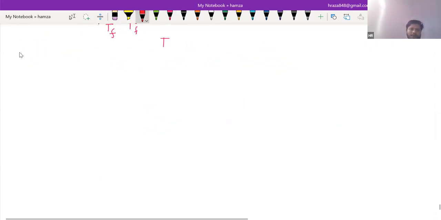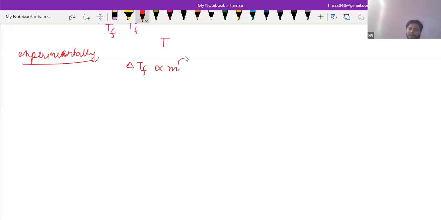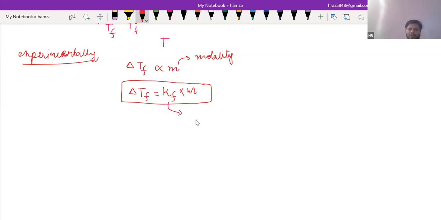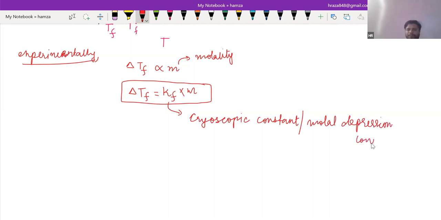Now see, experimentally we found that delta Tf is also directly proportional to molality, where small m is molality. And to remove this proportionality sign, we are going to use a constant that is called Kf. This Kf is known as cryoscopic constant, or molal depression constant. So we got a formula, and we know that delta Tf is equal to freezing point of pure solvent minus freezing point of solution.